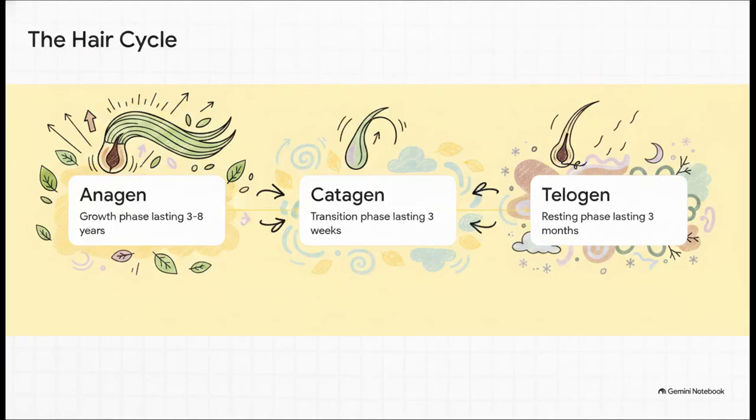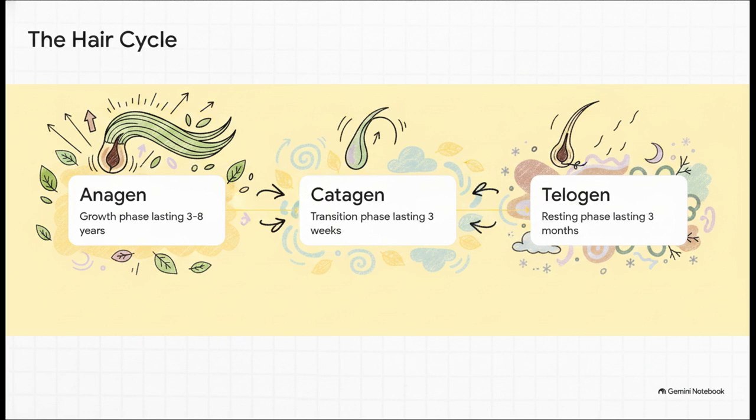To really understand what goes wrong in alopecia, you can't just think of the hair follicle as a pore. You've got to think of it as a dynamic little mini organ that cycles through very predictable seasons. It all starts with the anagen phase. This is a massive growth period lasting anywhere from 3 to 8 years. At any given moment, about 85% of your scalp is just hanging out in this active state. Then, the follicle shifts into the catagen phase, which is a super brief transition, only about 3 weeks.